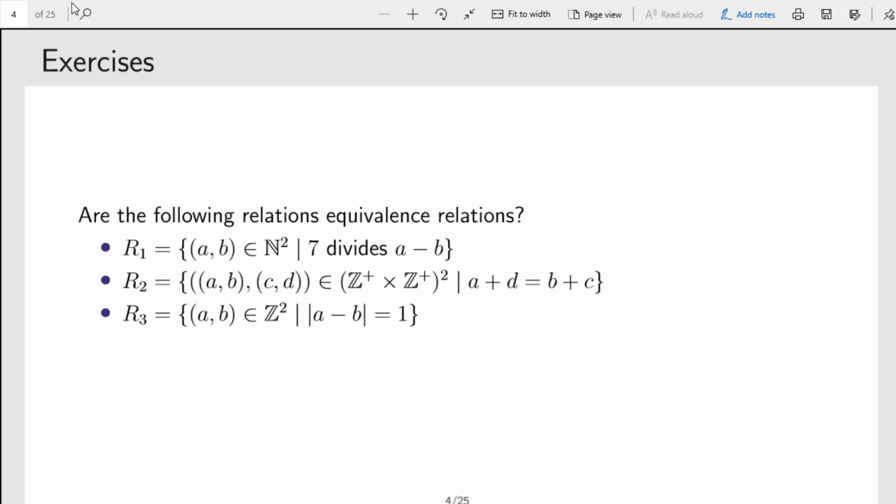And finally, the relation R3 is a relation containing pairs of integers a comma b if and only if the absolute value of a minus b is equal to 1. So see whether you could determine if these three relations are equivalence relations, and we shall discuss the solution in the next video.